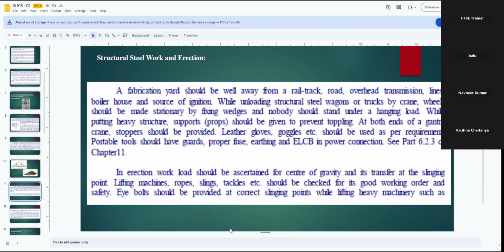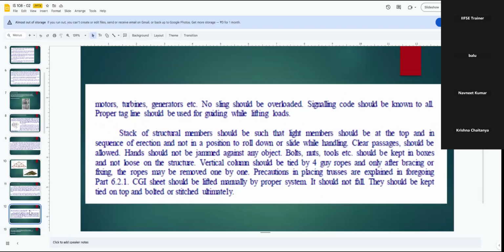Eye bolt should be provided at connect and slings points while lifting heavy machineries, such as motors, turbines, generators, etc. When you say eye bolt, mostly the working people would be familiar with these eye bolts. You would have seen some of the eye bolts which are directly fixed on these motors, turbines, or generators. Some of them you will see the provision, there you'll have a threading where you use these eye bolts for the lifting. No sling should be overloaded.